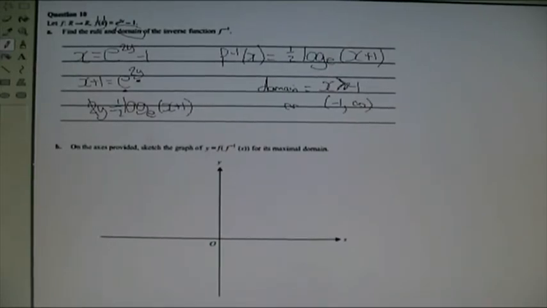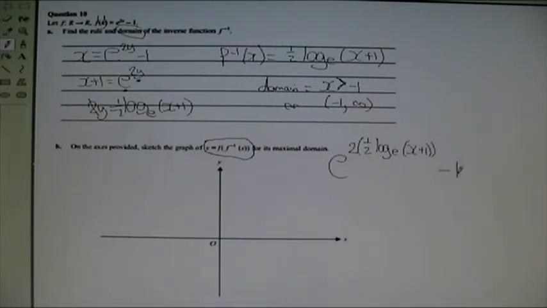Okay, the next part of the question asks us to sketch the graph of this composite function. What it's doing is putting the inverse inside the f function. So let's find out what the rule is for the composite function. Our original function f(x) is e to the power of 2x. Because it's a composite function, instead of x we need to put the inverse in, so substitute x with all of this stuff here: a half log e of x plus 1, and then take away 1.